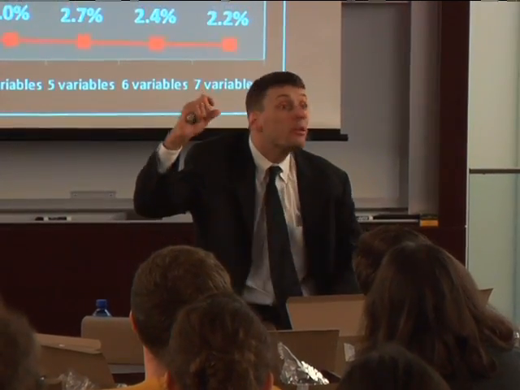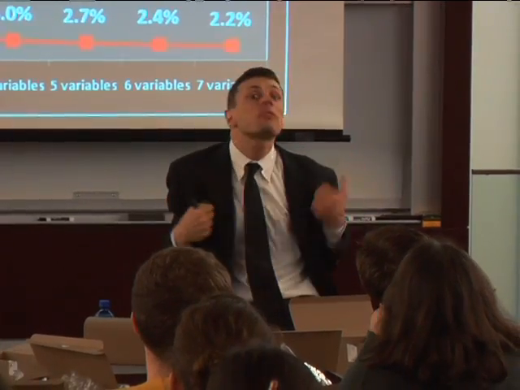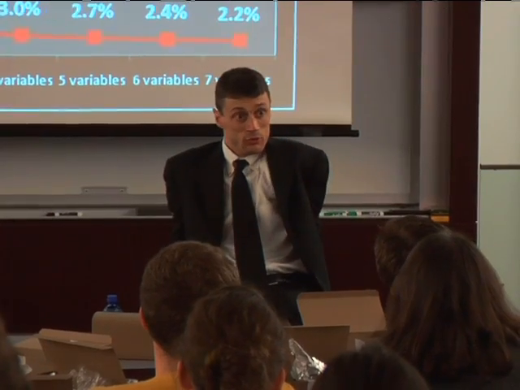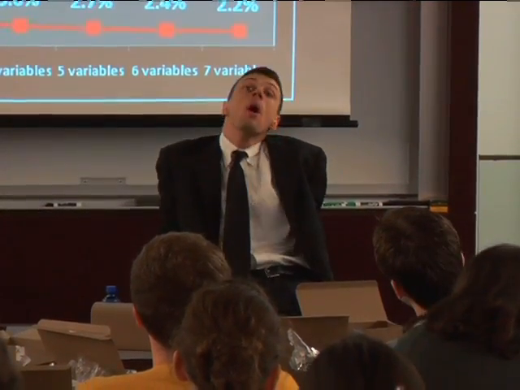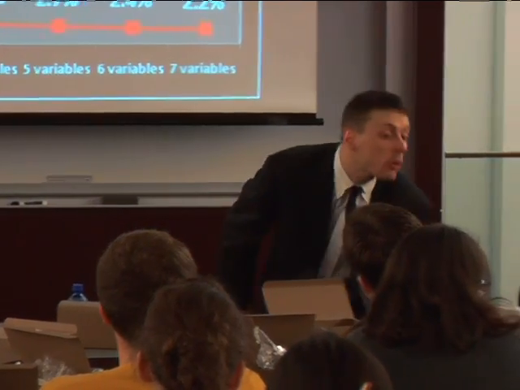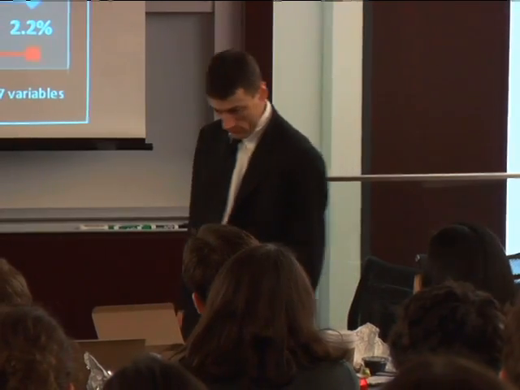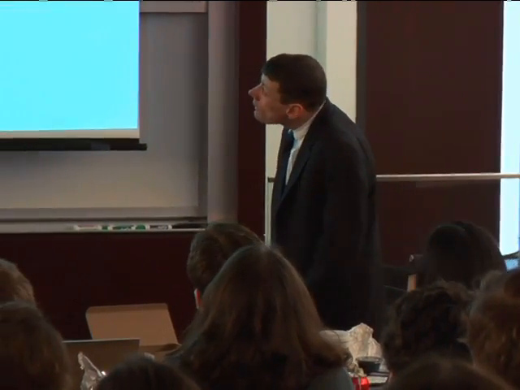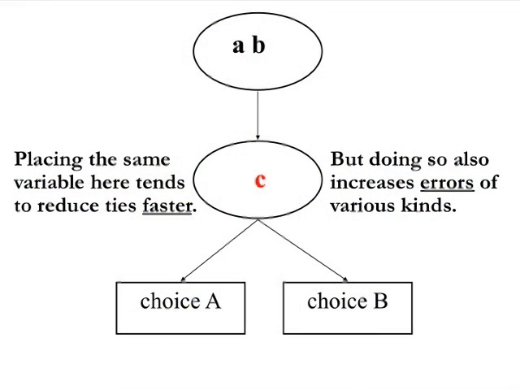But throwing that unidirectional variable into the mix will not suppress all ties. So it is true, just making your decision procedure more complex, adding more relevant variables, that itself will reduce ties. But you will likely kill off ties more quickly by throwing an additional variable into the lexically inferior position. Okay, so same variable here tends to reduce ties faster, but then there's the cost.